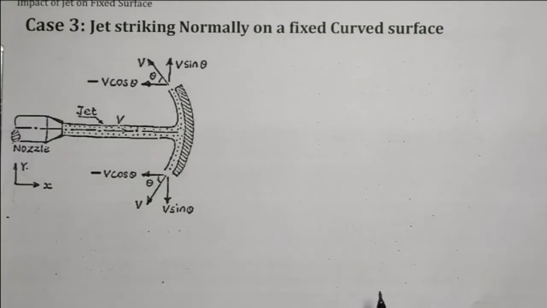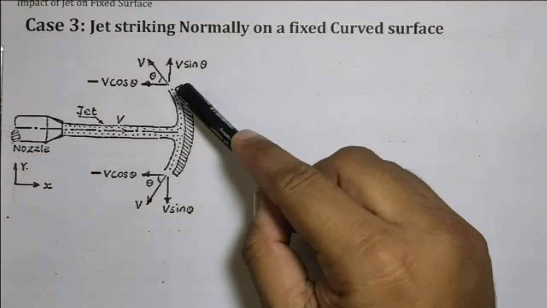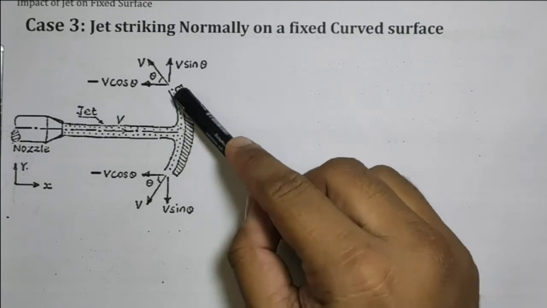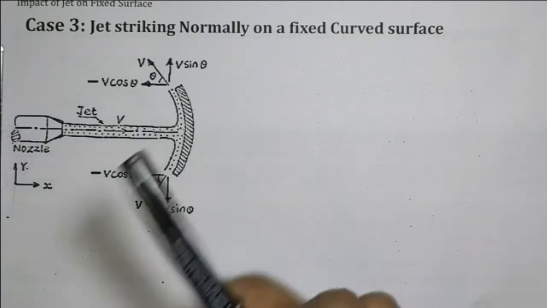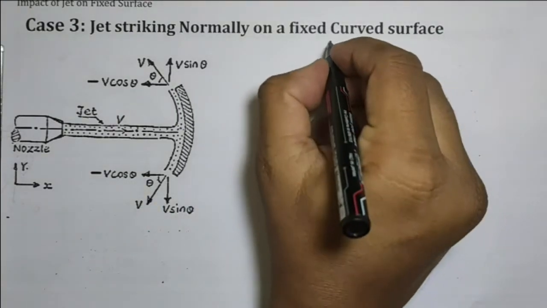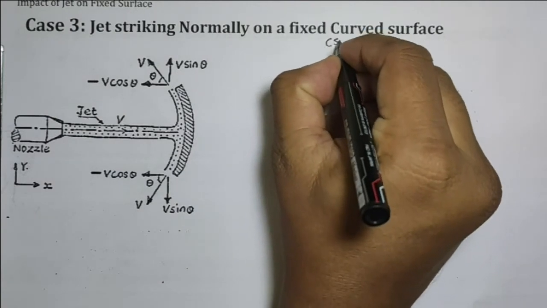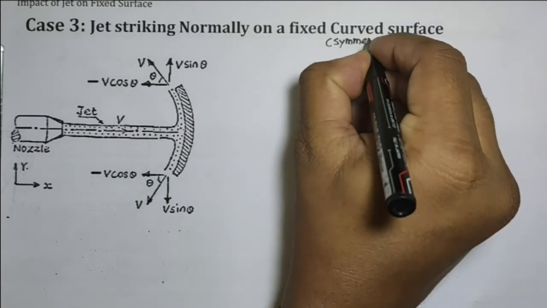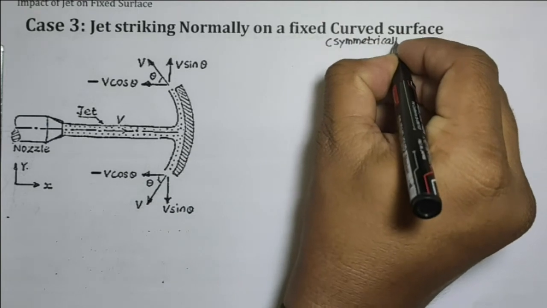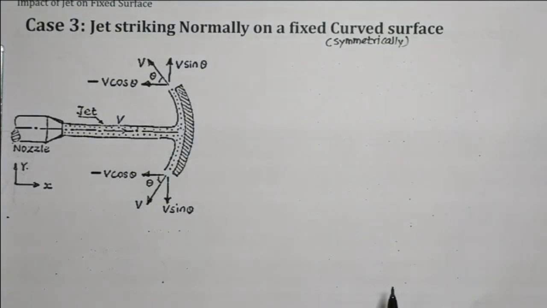Now we will see case number 3. Here is a very interesting thing related to this particular case. The jet is striking a plate which is curved. Now this plate is symmetrically curved. This is very interesting. This plate or surface is a symmetrically curved surface. What is the meaning of symmetrically curved surface?